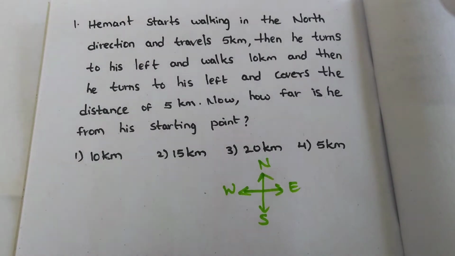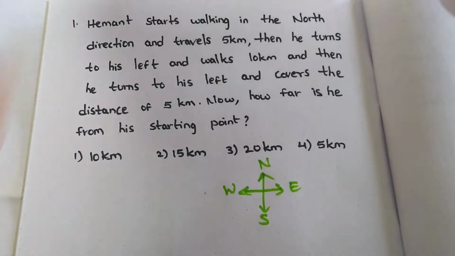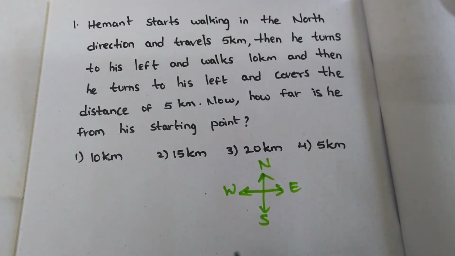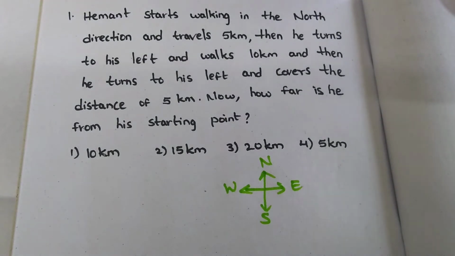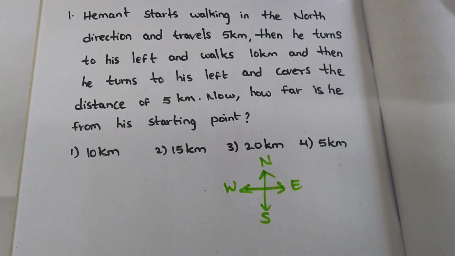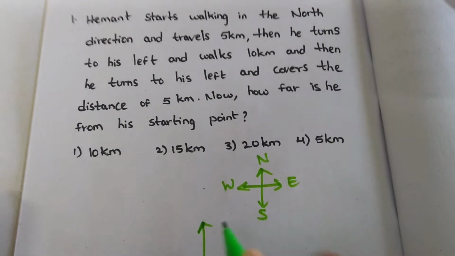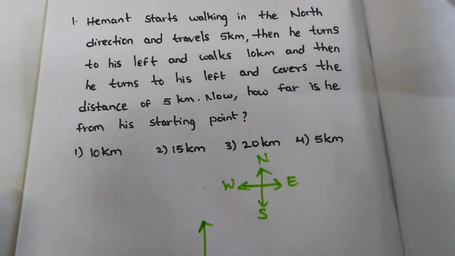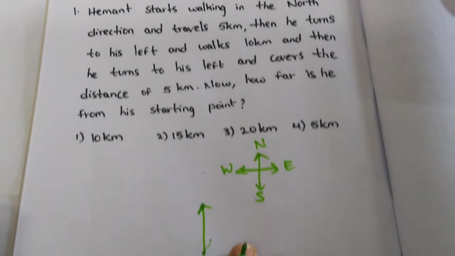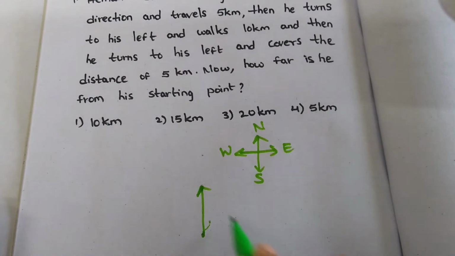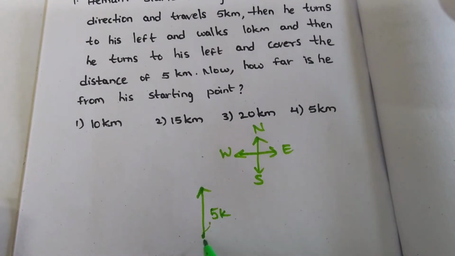Hemant starts walking in the north direction, which means facing up, and travels 5 kilometers. This is the starting point.